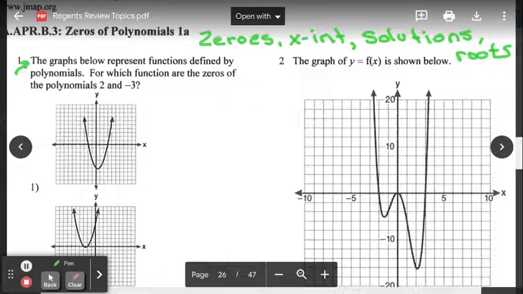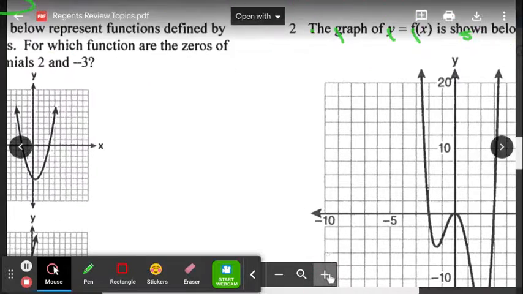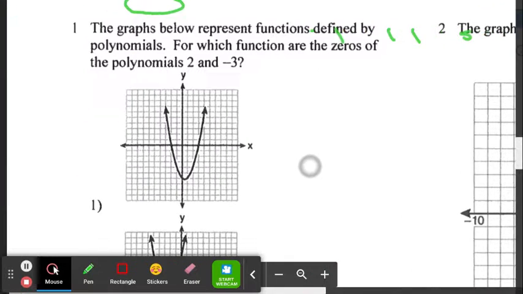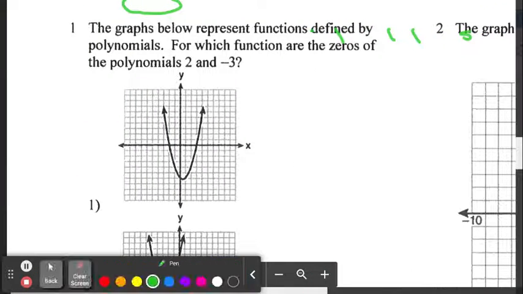The graphs below represent functions defined by polynomials. For which function are the zeros of the polynomial 2 and -3? Let me zoom in just a touch. So what we're looking for is where the graph crosses at x equals 2 and x equals -3. So looking at this one, this is x equals -2, and this one, 1, 2, 3, is x equals +3. Well, that's close, but that's not the right answer.